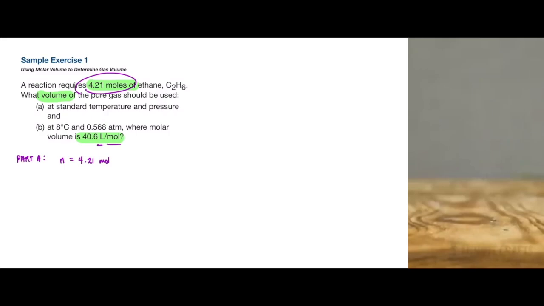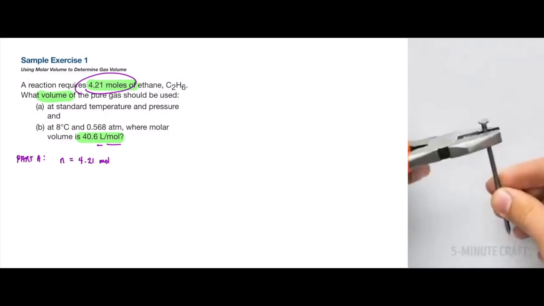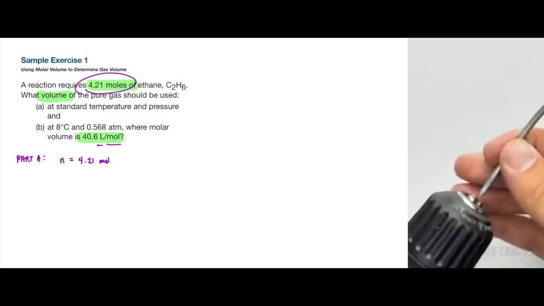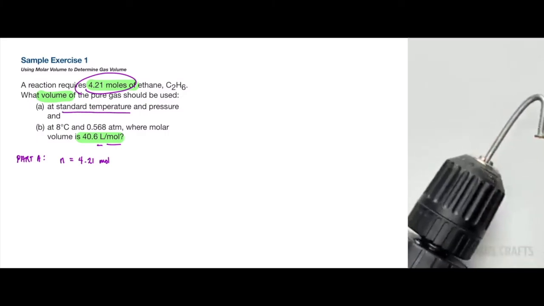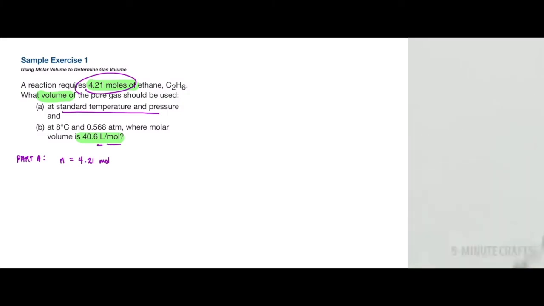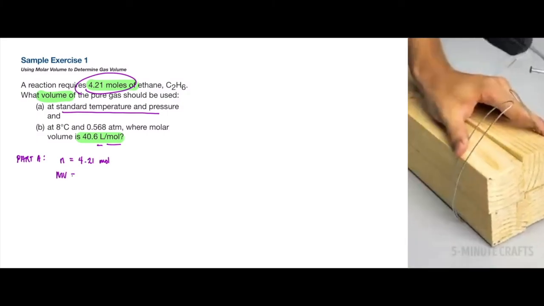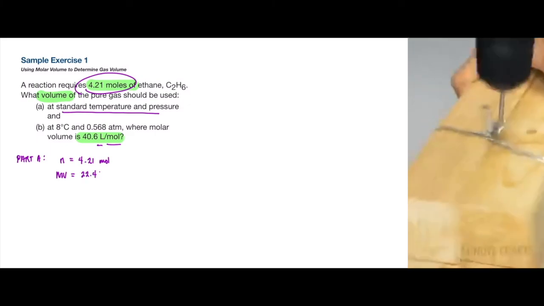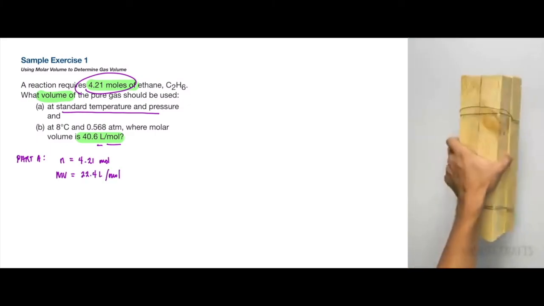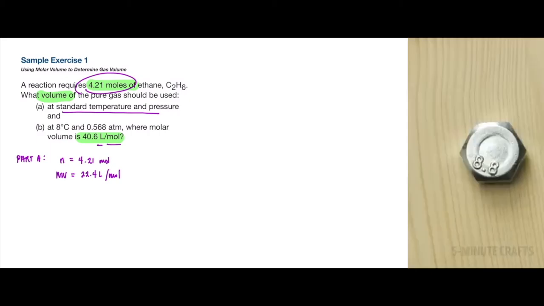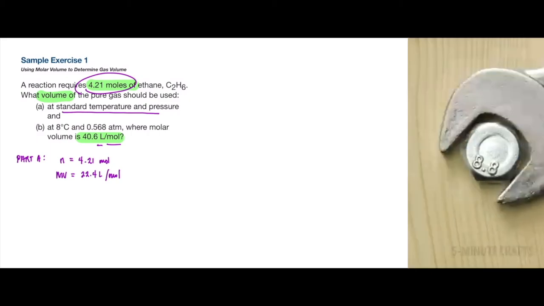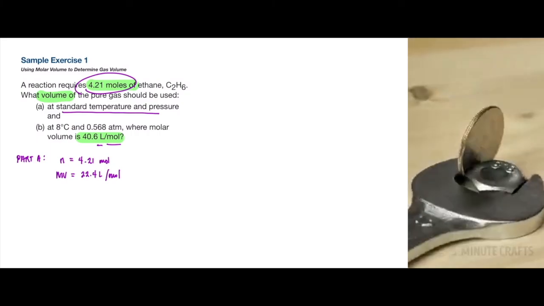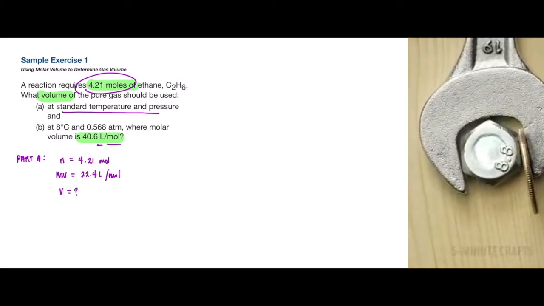And for letter A, it is specified that we are looking for the volume of pure gas at standard temperature and pressure. Therefore, we know that at standard temperature and pressure, the molar volume is 22.4 liters per mole. Again, at standard temperature and pressure, 1 mole of gas occupies 22.4 liters. And for letter A, we are asked about the volume of the gas needed.